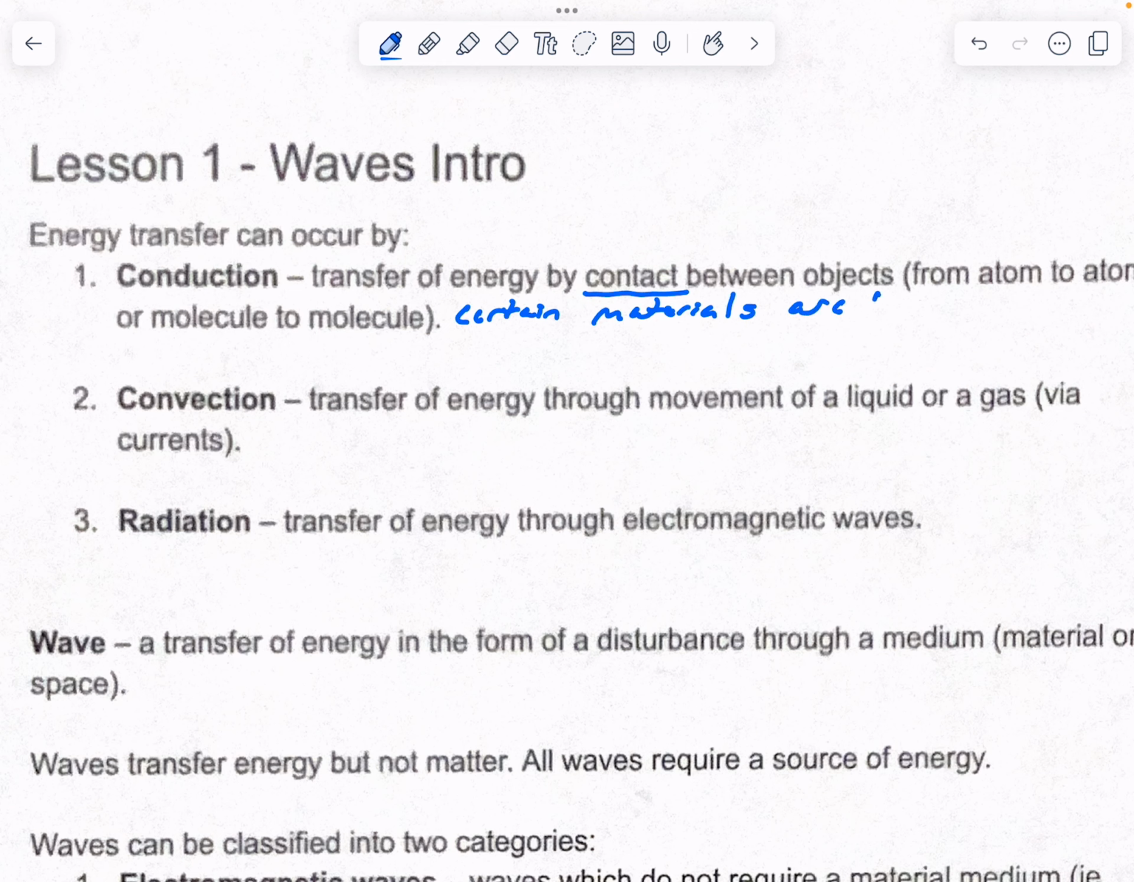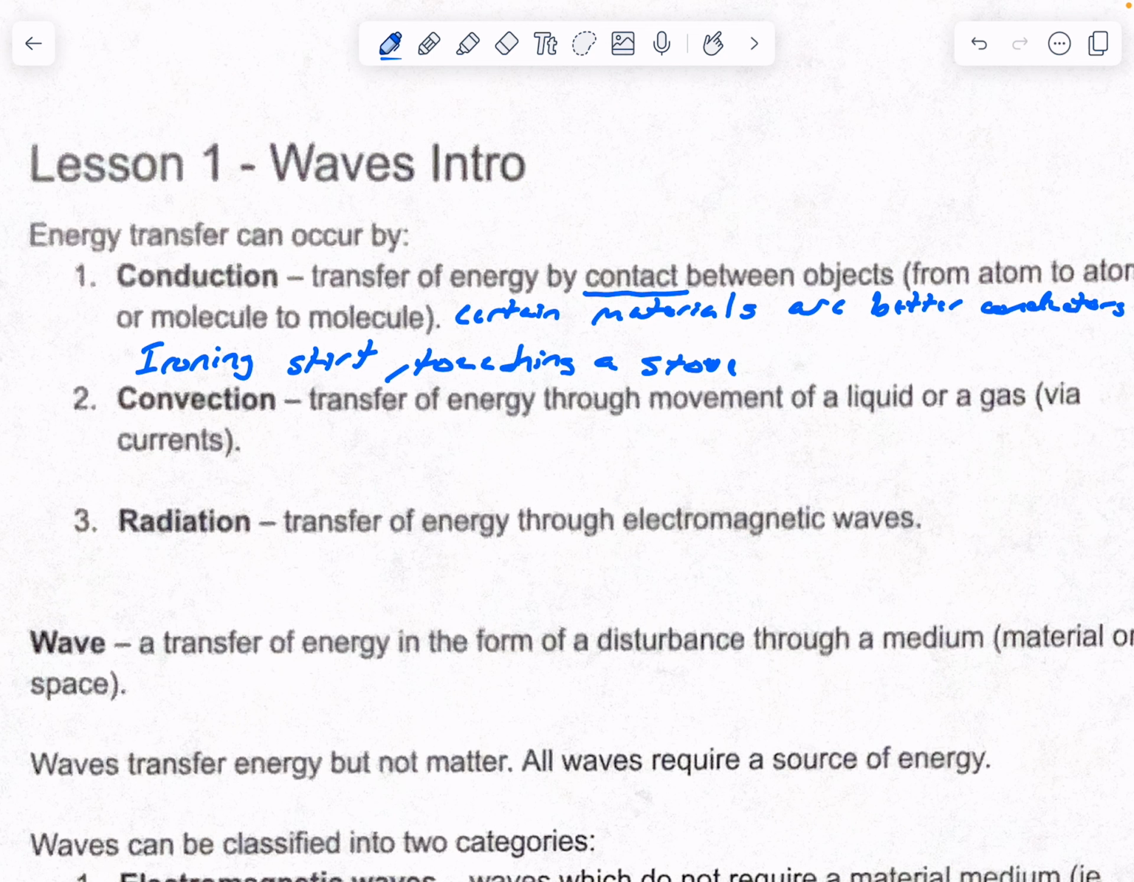Certain materials are better conductors. Think of the microwave: if you put a plastic bowl in there and heat it up versus a glass bowl, and you reach in to grab it, more than likely you're going to burn yourself on the glass bowl, because that glass is a better conductor. It absorbs heat and is able to transfer heat as well. An example would be ironing a shirt, or touching a stove. Those are all instances where heat or energy is transferred through touch.